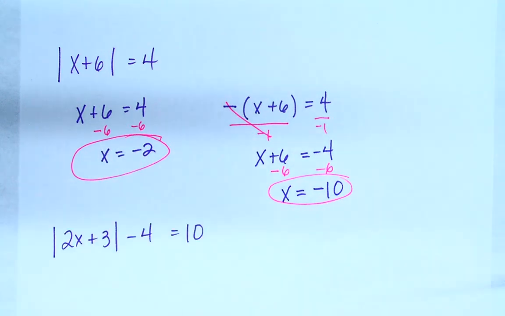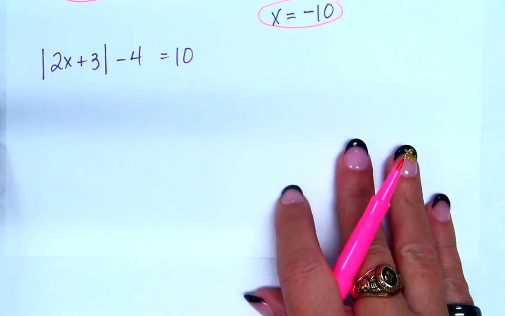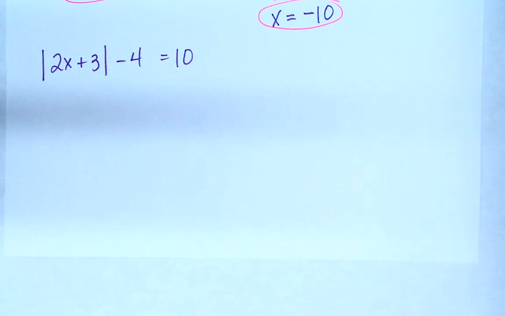Okay. Let's try this one then. Let everybody get a chance to write it down first. So the absolute value of 2x plus 3, minus 4 equals 10.